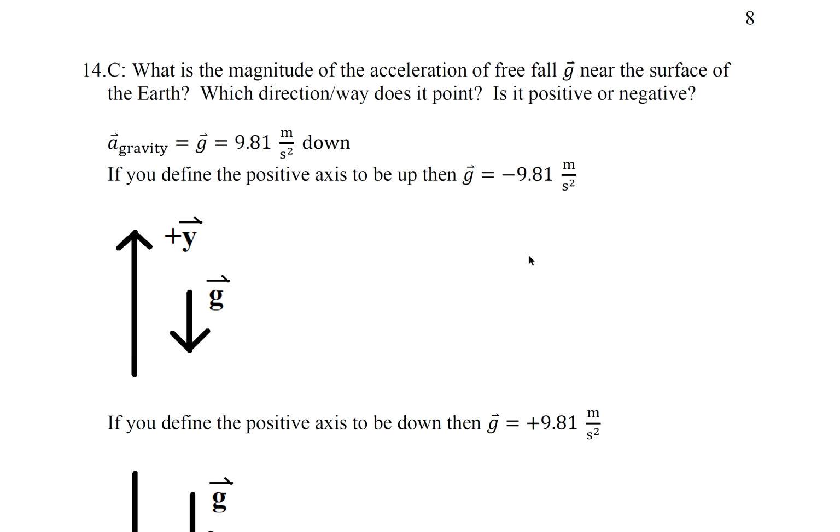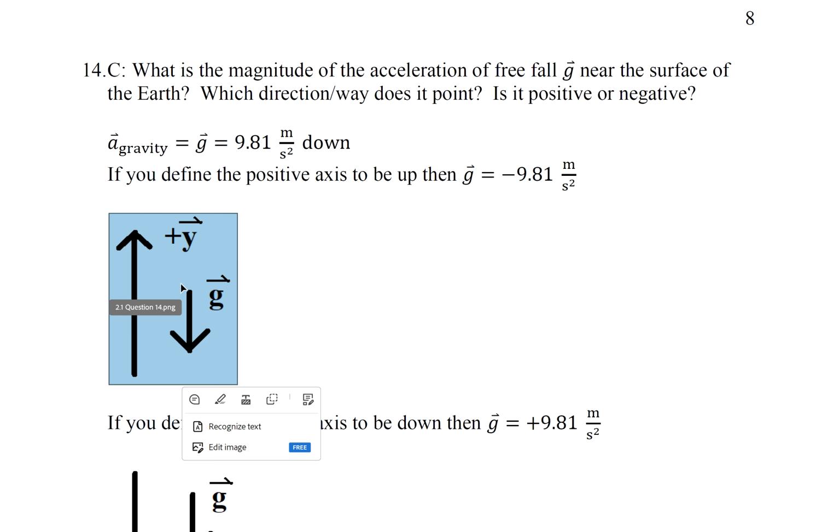Question 14. What is the magnitude of the acceleration of free fall g near the surface of the Earth? What direction or way does it point? Is it positive or negative? So sometimes students ask, teacher, is it positive 9.81 or negative 9.81? That's not the question you should be asking. The first question you should be asking is, what is positive y? Is positive y up or down? If positive y is up, then g always points down towards the center of the Earth. Since those directions are opposite, g is negative 9.81.